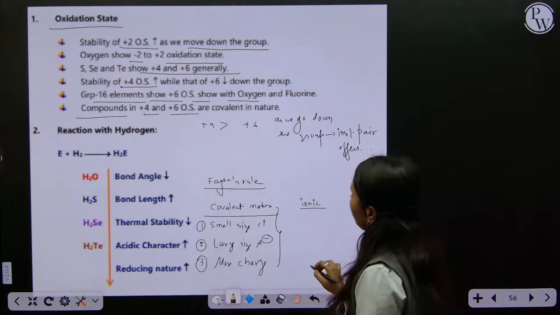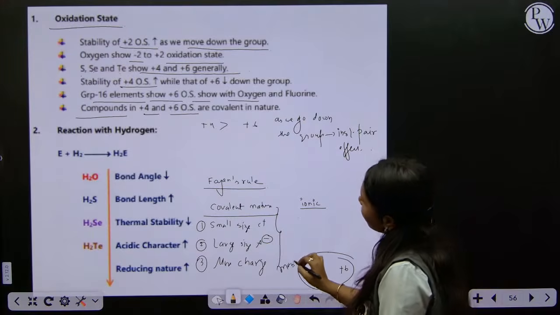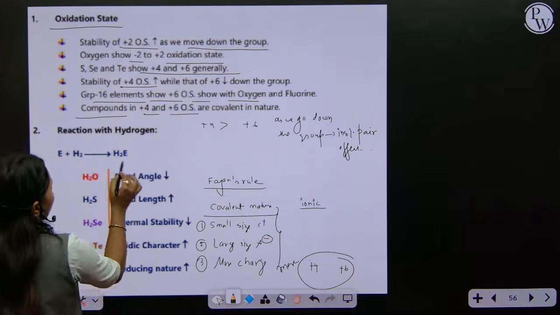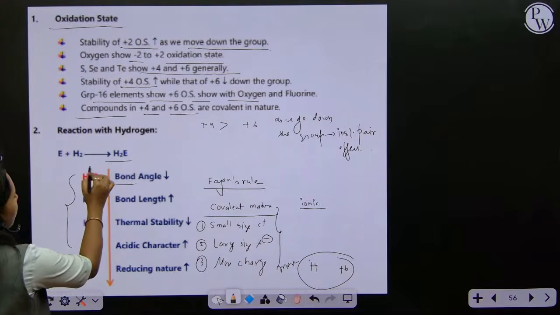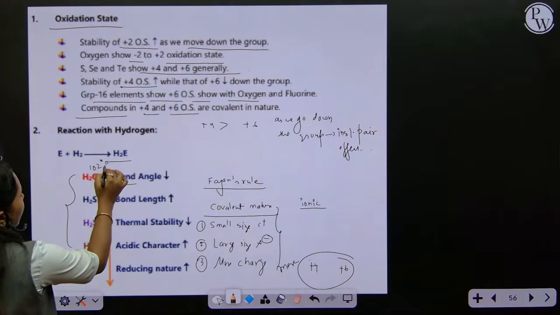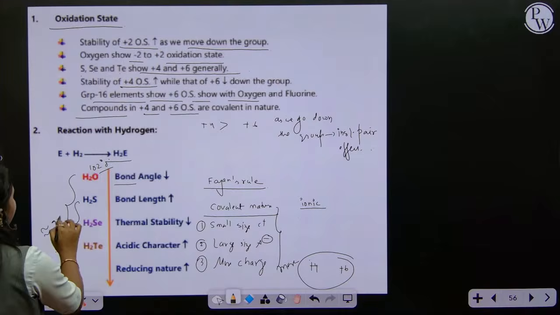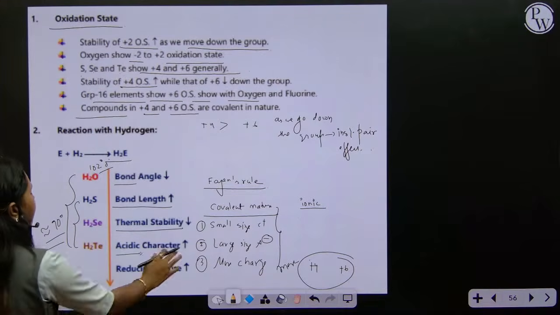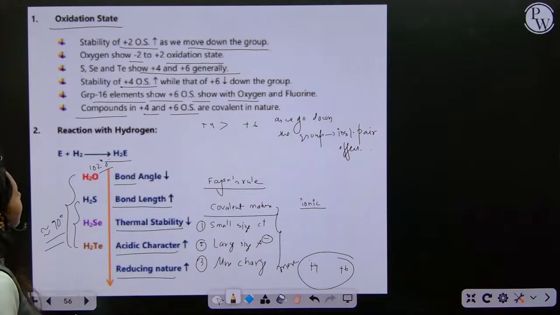So plus 4 and plus 6, they have more charge. Hence, they are covalent in nature. They react with hydrogen to form hydrides. Again, the same hydride. Bond angle for this is 102 degree and 8 minutes, and for them it is nearly 90 degree. Bond length increases, thermal stability decreases, acidic character increases. This we have discussed earlier and is very important also.